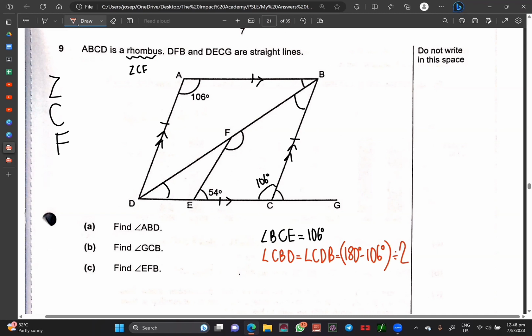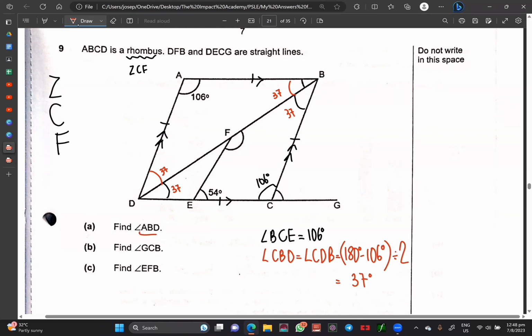Because it is an isosceles triangle, I want to divide by 2, and I'll get 37 degrees. Okay, where is 37? This is 37, this is 37. So I know that this is also equal to 37 degrees, and this is also equal to 37 degrees. Now, once I'm done with this, I might want to look at the question to roughly have a sense of where we are headed towards.